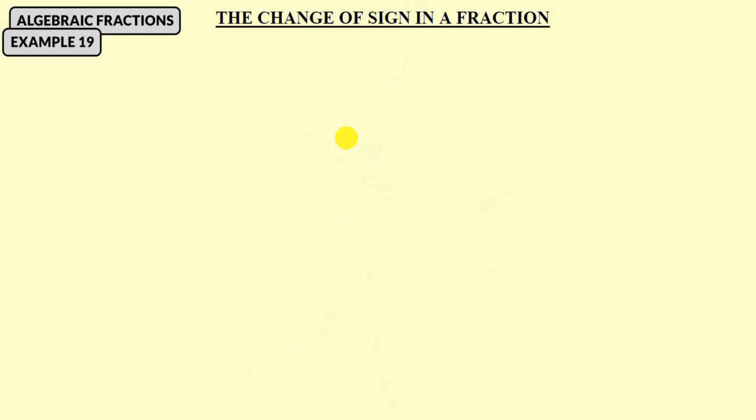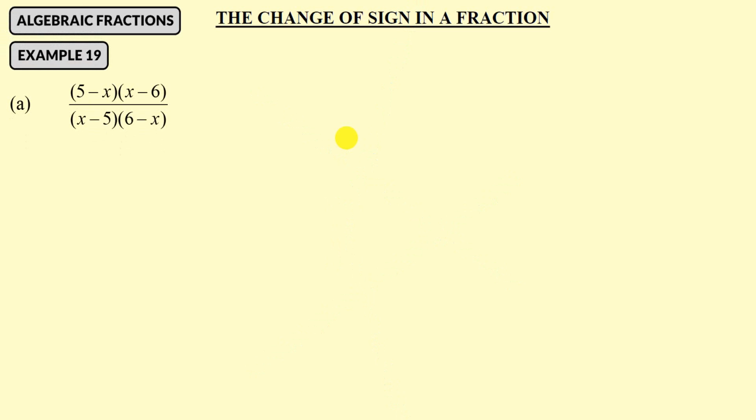Let's have a look at one little complication that can occur in the fractions where you need to change a sign. Here's example 19 from Mindborn. If you have a look at this, you'll see there's 5 minus x, there's x minus 5, there's x minus 6, there's 6 minus x. Let's have a look at this 5 minus x and x minus 5.